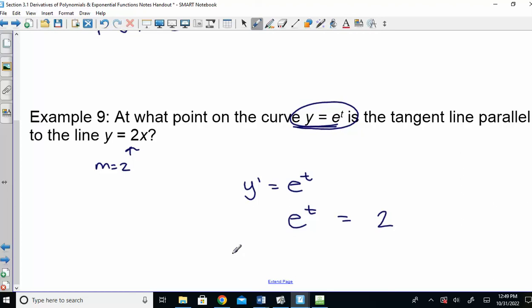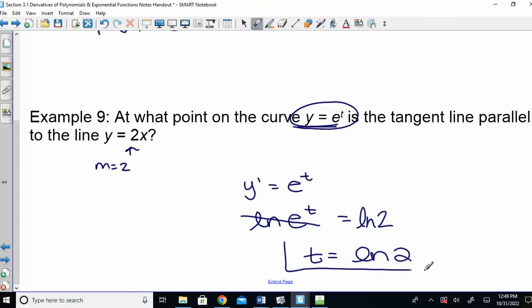Who can remember? Think back to your college algebra days. If I want to cancel out that e, what do I have to add on each side? Log. Yes. Oh, you guys just made me so happy right there. So the natural log and the e drop out, so t is the natural log of 2.